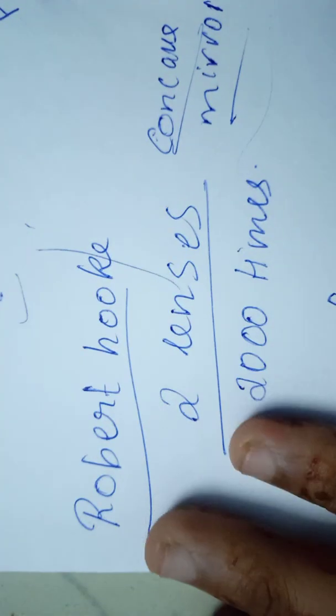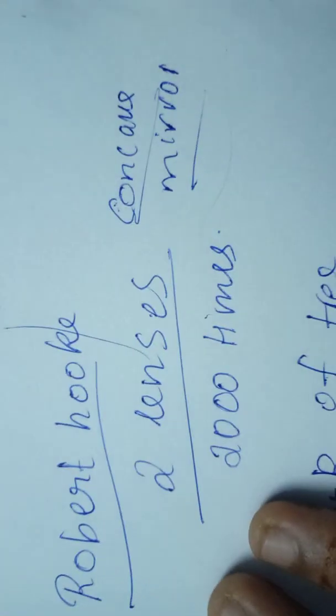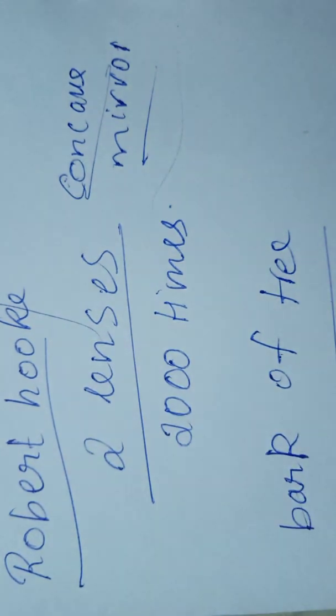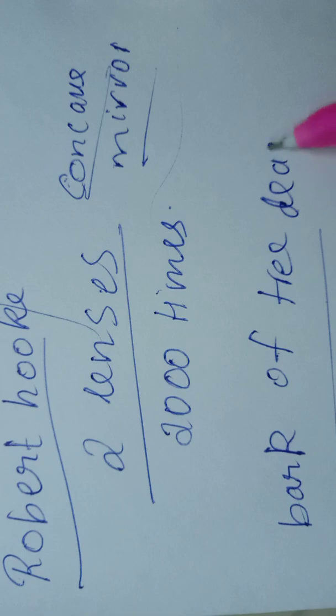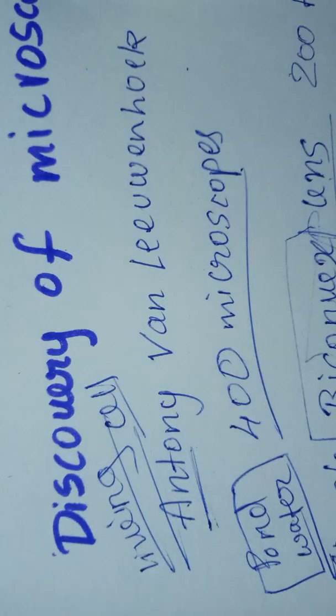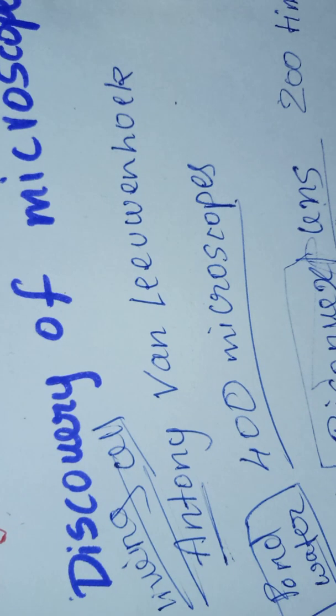Now the question comes, who discovered the cell? Robert Hooke, you will say. If they ask who discovered the dead cells, you will say Robert Hooke. But if they ask who discovered the living cell, then you will say Antony van Leeuwenhoek. Understood? Okay. Now let's come to the next part.